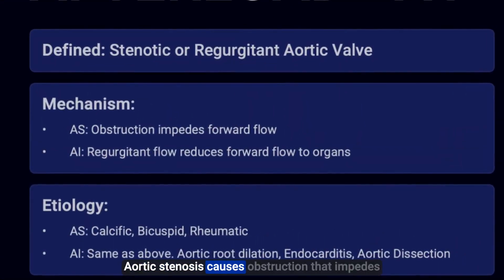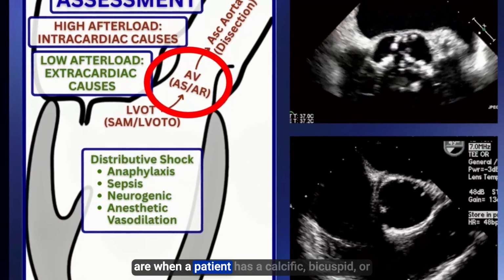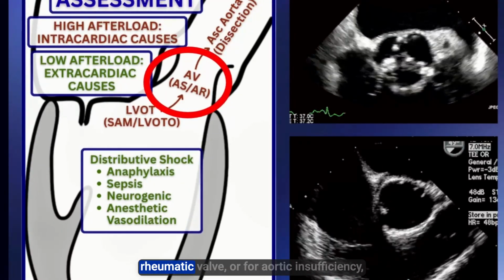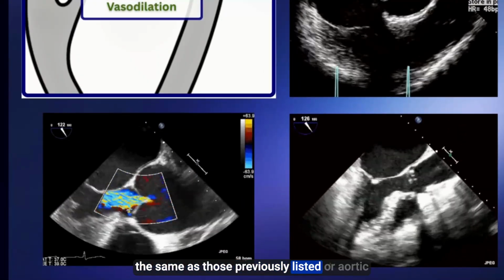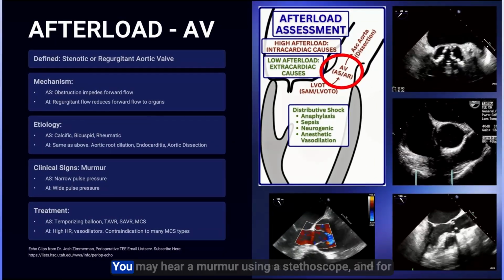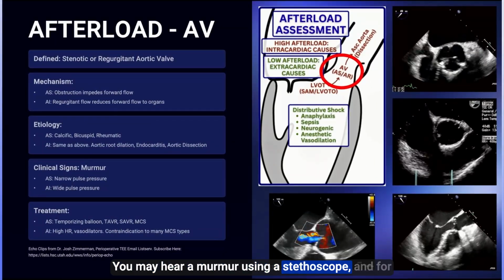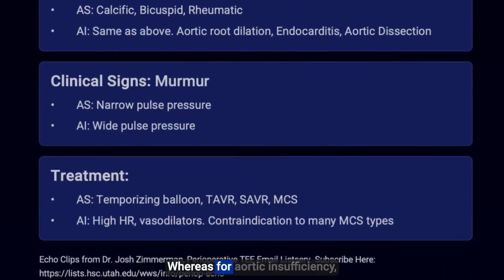Aortic stenosis causes obstruction that impedes forward flow, or for aortic insufficiency, there's regurgitant flow that reduces forward flow to organs. Some of the causes for aortic stenosis are when a patient has a calcific, bicuspid, or rheumatic valve, or for aortic insufficiency, the same as those previously listed, or aortic root dilation, endocarditis, or aortic dissection. You may hear a murmur using a stethoscope, and for aortic stenosis, you can see a narrow pulse pressure, whereas for aortic insufficiency, you may see a wide pulse pressure.